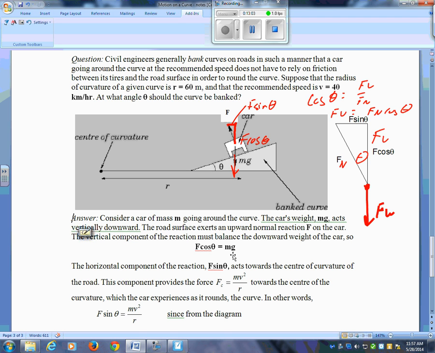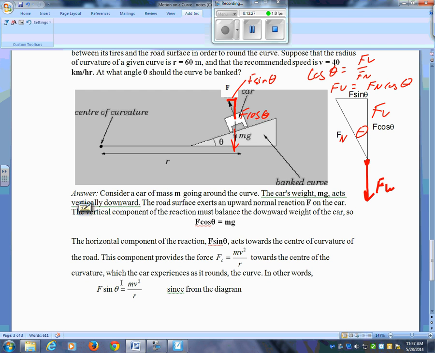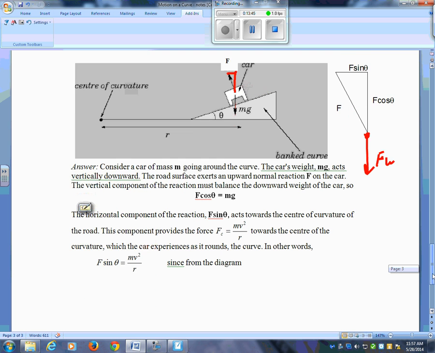The horizontal component of the reaction, F sine theta, this one here, acts toward the center of curvature. This is actually the force that makes it go around the corner. That is equal to my FC. So F sine theta is equal to mv squared over r. On a banked curve, F sine theta is equal to mv squared over r. Now, do banked curves matter with mass? Let's hope not.